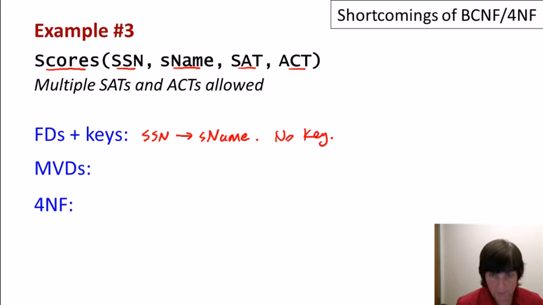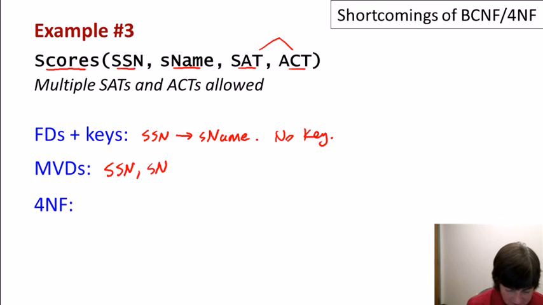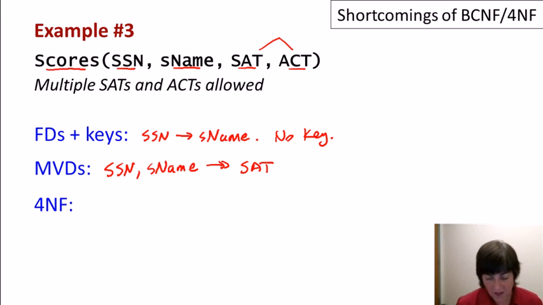Now in this example, we do have a multi-valued dependency. If a student has several SAT and ACT scores, we can assume they're independent of each other. And so that's captured in the multi-valued dependency that says for a given student identified by their Social Security number and name, if they have a set of SAT scores, those SAT scores are independent of the rest of the attributes. You remember that from the MVD video, which in this case would be ACT. In that case, we'll have for each student every combination of their SAT and ACT scores.